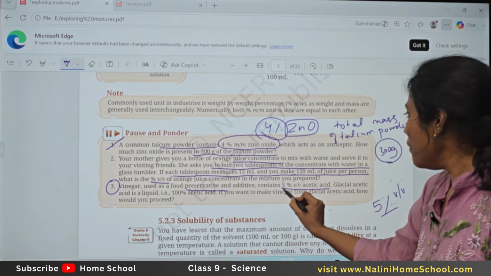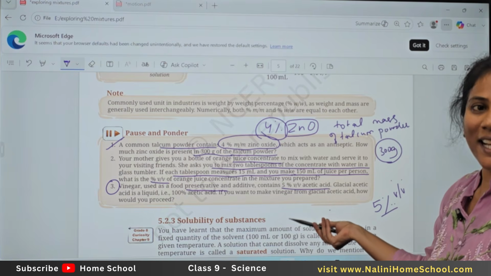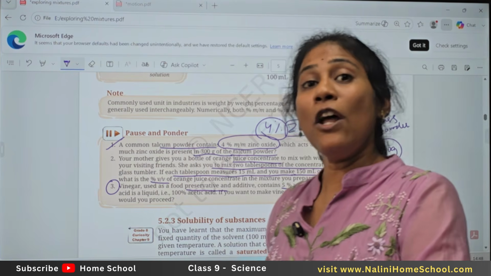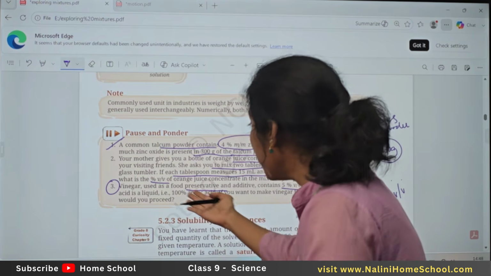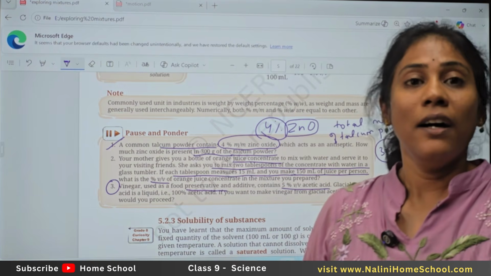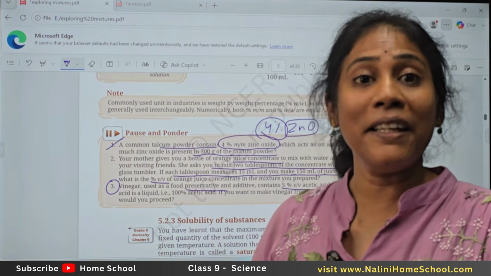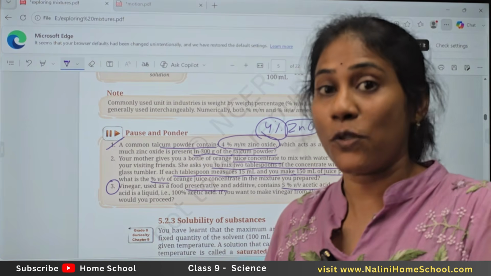So they have given 5% already. So what they are asking you is how many ml of acetic acid you will take from the pure one and then add it to the remaining amount of water to make a solution. That's what they are asking.